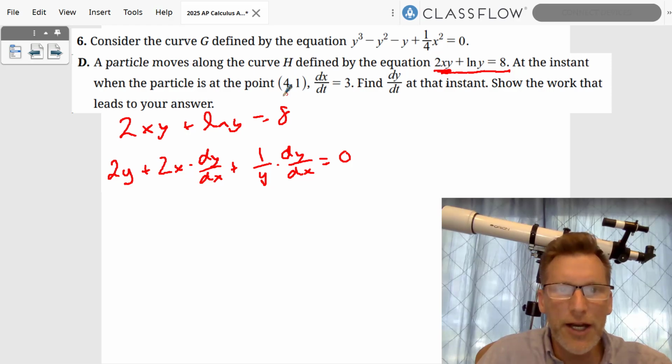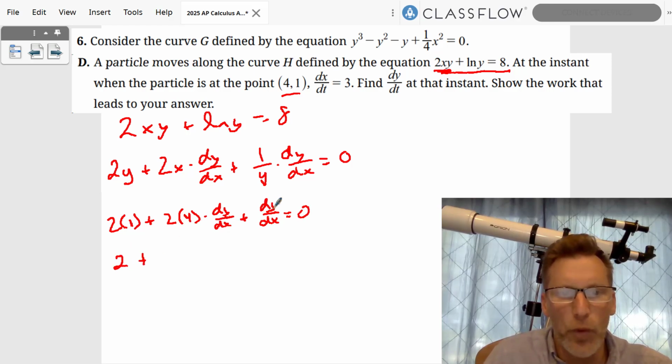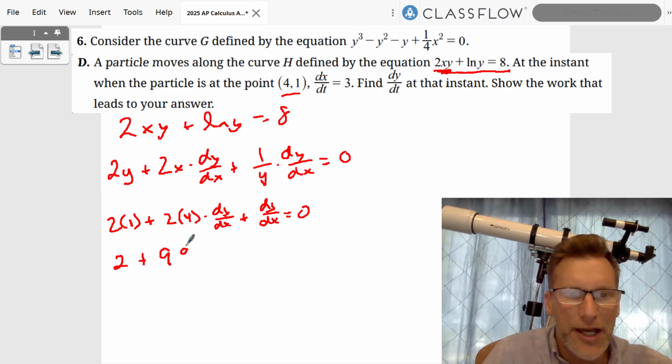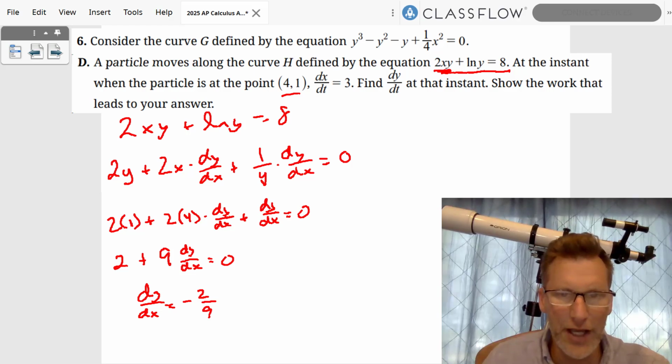So now we're going to plug in our point (4, 1). So we have 2 times 1, plus 2 times 4 times dy over dx, plus 1 over 1, because y is 1, times dy over dx, is equal to 0. So 2 plus, we have 8 dy over dx's and 1 dy over dx. That adds up to 9 dy over dx is equal to 0. So what is dy over dx equal to, if we do some algebra? It's negative 2 over 9.